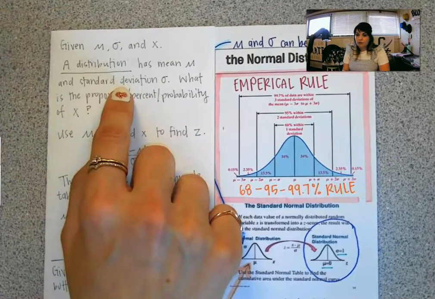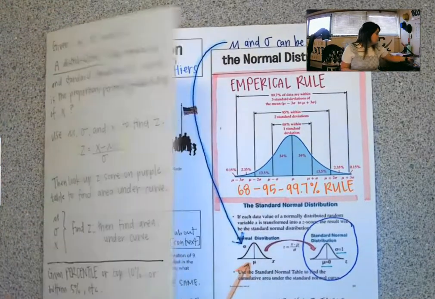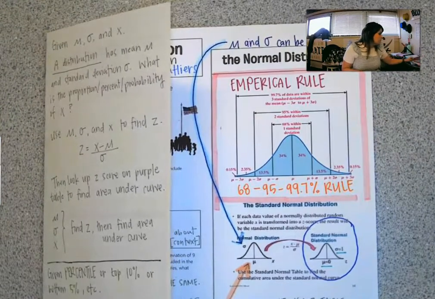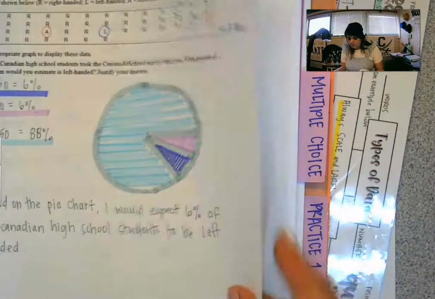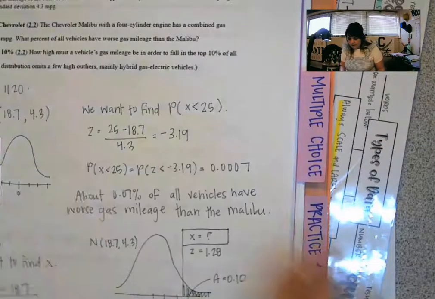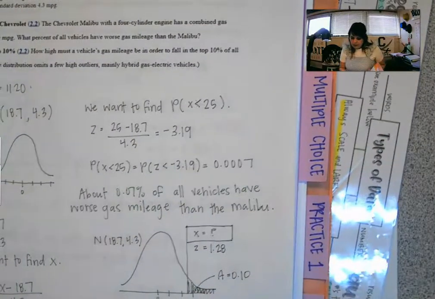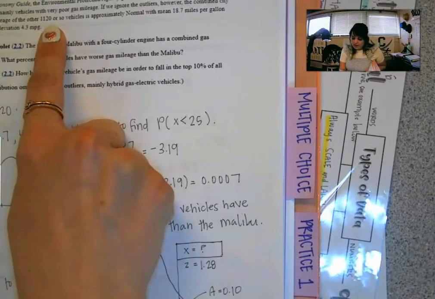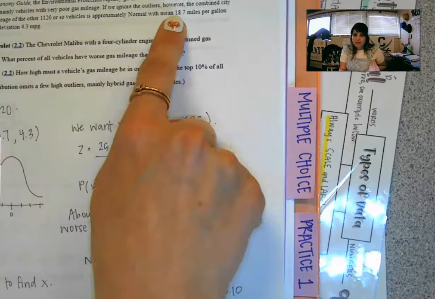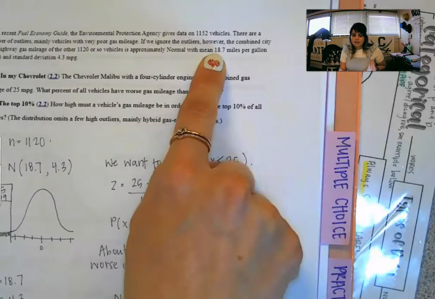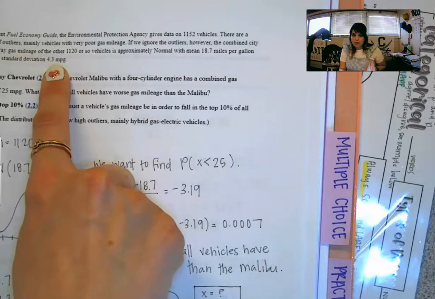So in your review, you have a few of these. I will try to find one very quickly. I just don't want to waste your time by looking through this. So in the free response, you have one here. So your Chevy Malibus have a mean of 18.7 miles and a standard deviation of 4.3.